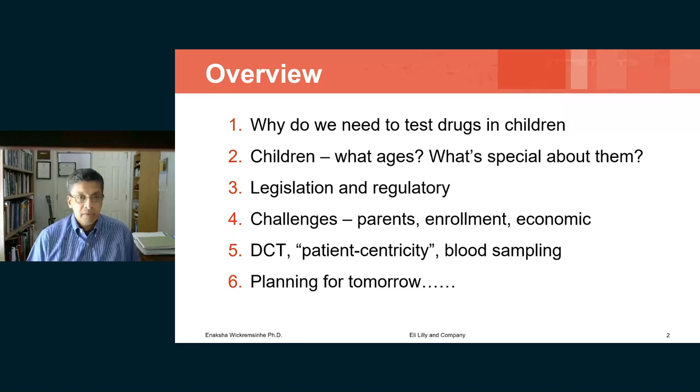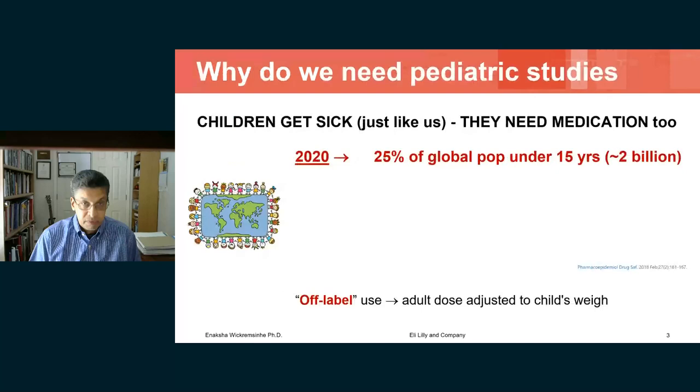Then I would like to touch briefly on the new buzzword that we are all excited about, these decentralized clinical trials, talk about patient centricity and what that means, and then touch on blood sampling, because that's the core discussion that we are going to have today. And then how do we plan for tomorrow? How do we do these things better for tomorrow for our kids?